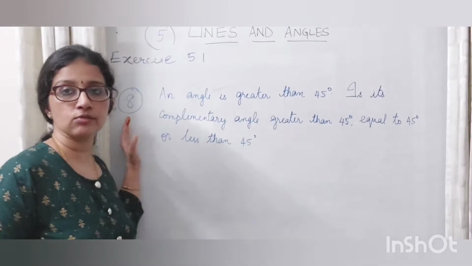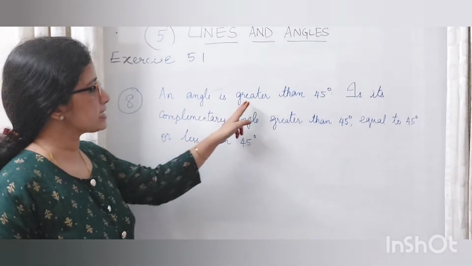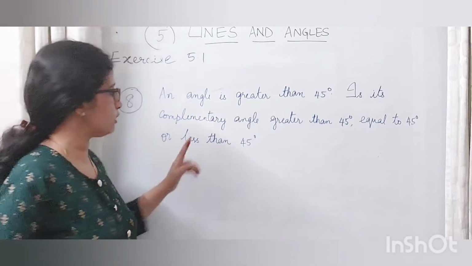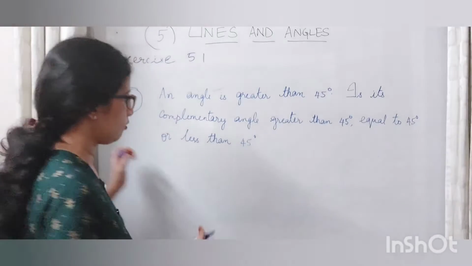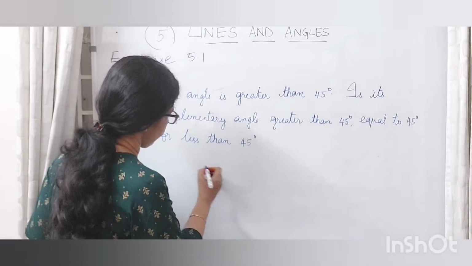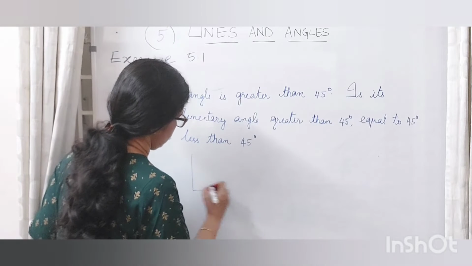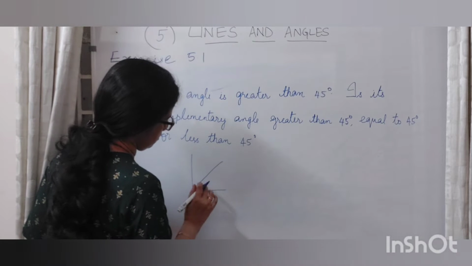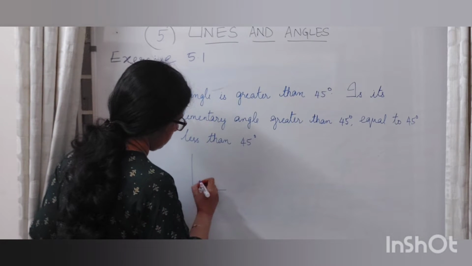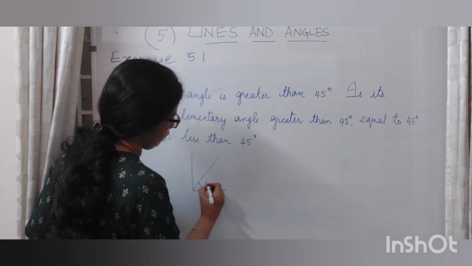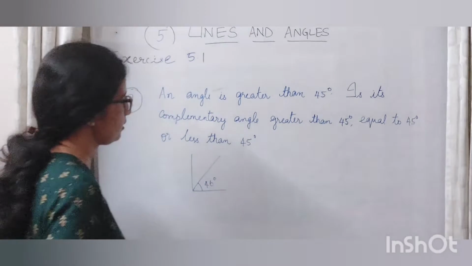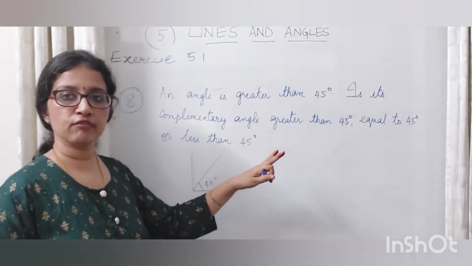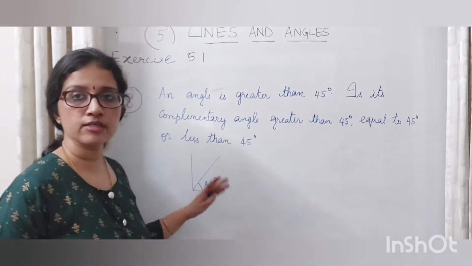Okay, now let's take the next question, that is the 8th question. An angle is greater than 45 degrees. Is its complementary angle greater than 45 degrees, equal to 45 degrees, or less than 45 degrees? Okay, so let this be the angle. Let this be 46 degrees, for example. They have said the angle is greater than 45 degrees, so we will take it as 46 degrees.